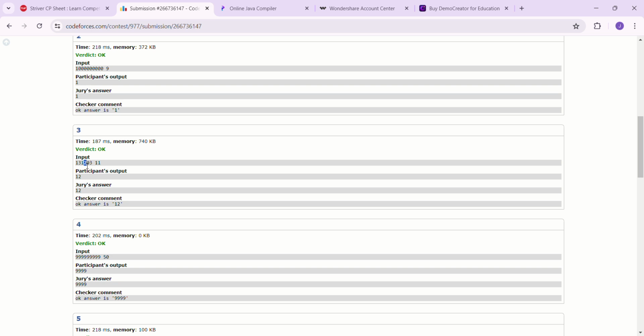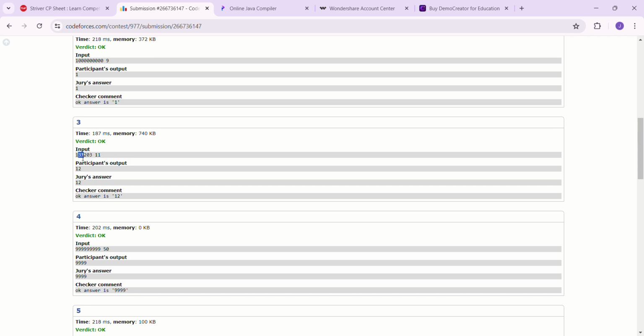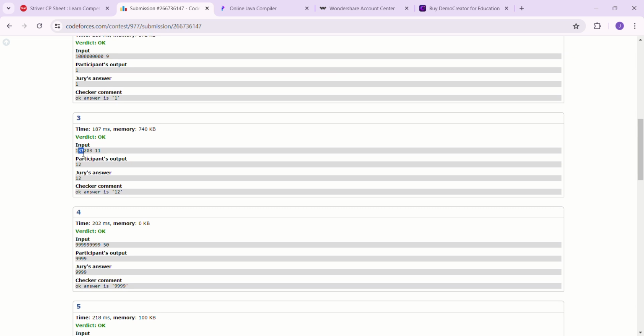Now again, here 1 0 will be left, then we'll divide by 10. Now again it turns to 6 minus 2, 4, and here 3 plus 1, 4. So finally 12 will be remaining.